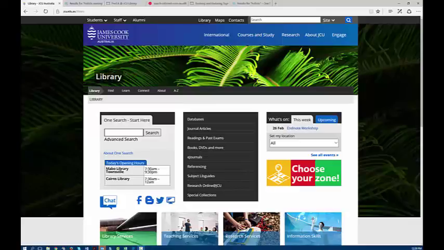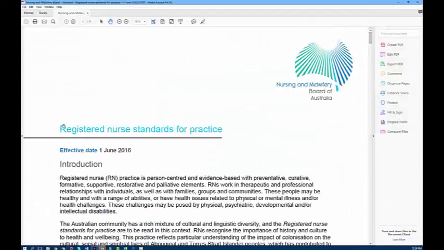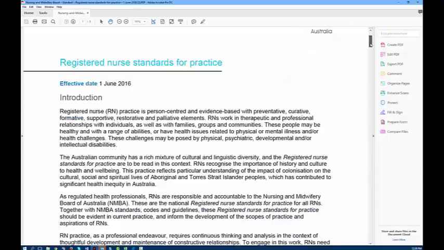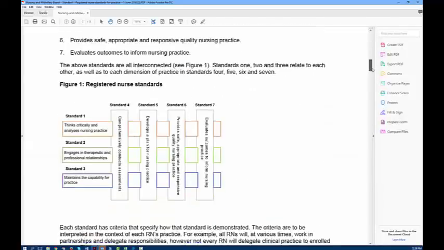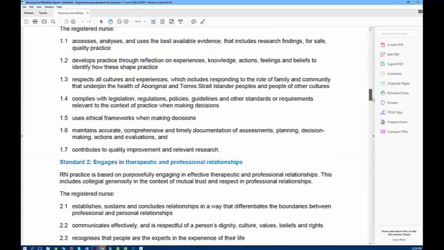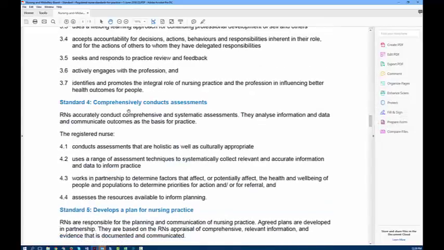Now I'm going to quickly flash these up just now. So we're looking here specifically at the registered nurse standards for practice. Now you may choose the other ones, especially if you're a midwifery student, but let's focus on one just now for the purposes of this podcast. Okay, so I'm going to look at standard 4, comprehensively conducts assessments. Now I'm not going to look at that one in general. I'm going to focus on conducts assessments that are holistic as well as culturally appropriate.